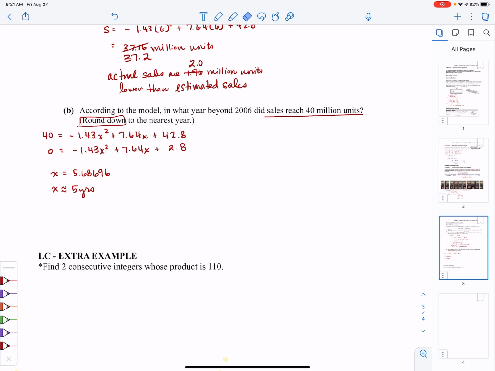So then what year is that? If 2006 is my year 0, then 5 years from that is going to be 2011. So in 2011, the sales reached 40 million units.